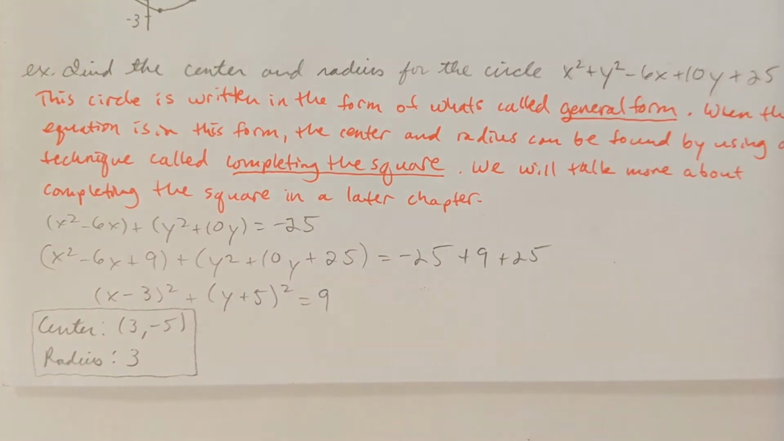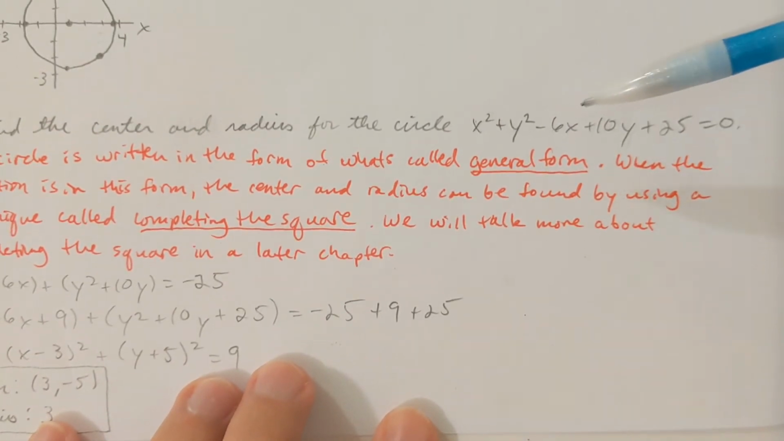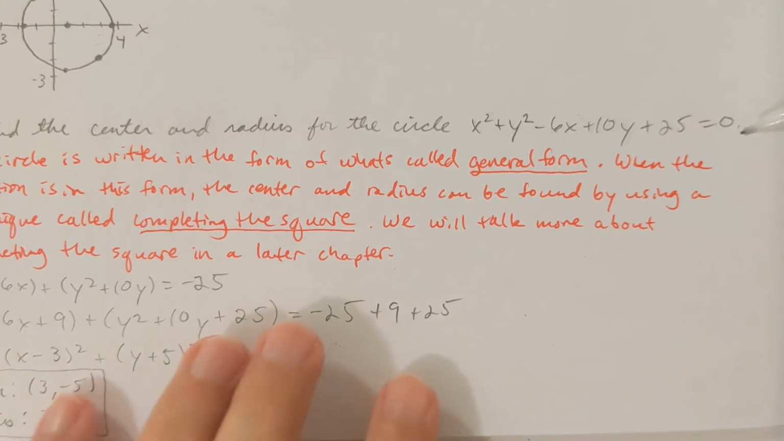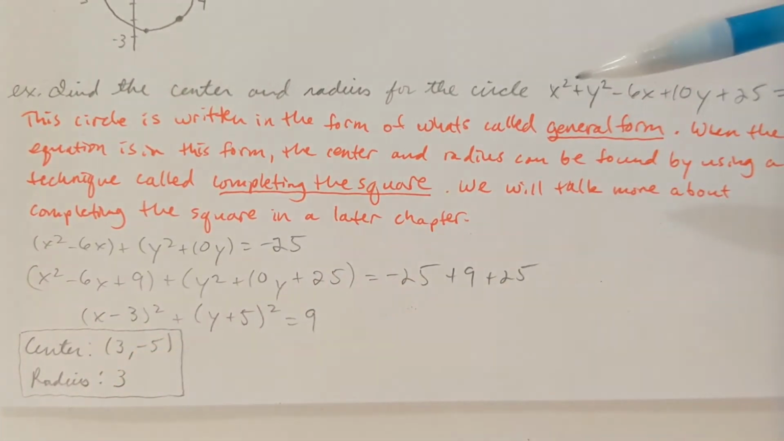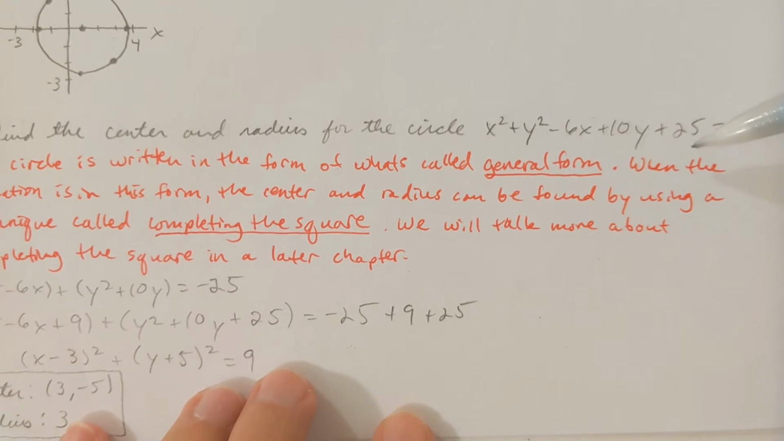Another example of a circle in center-radius form is to find the center and the radius for the circle x squared plus y squared minus 6x plus 10y plus 25 equals 0. Okay, this circle is written in what's called general form.